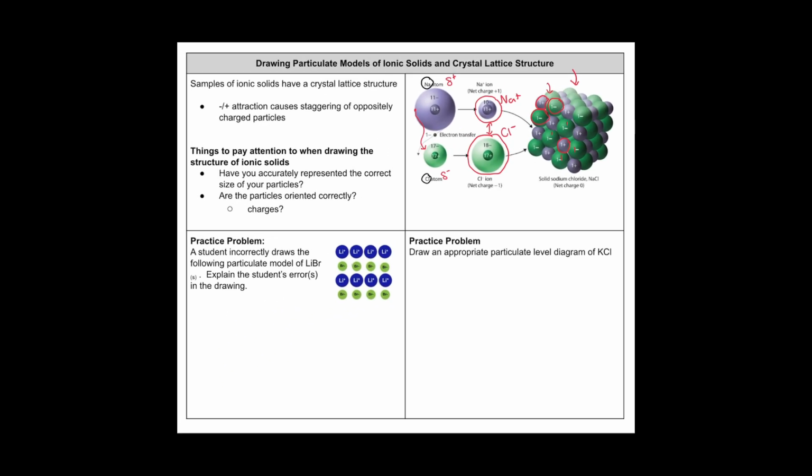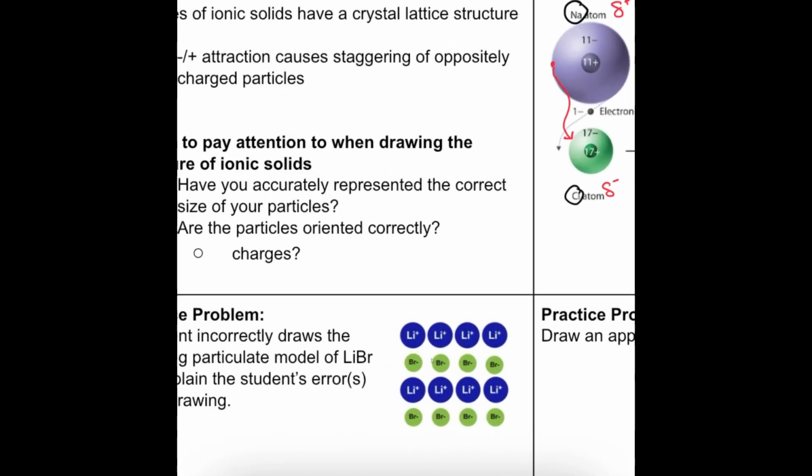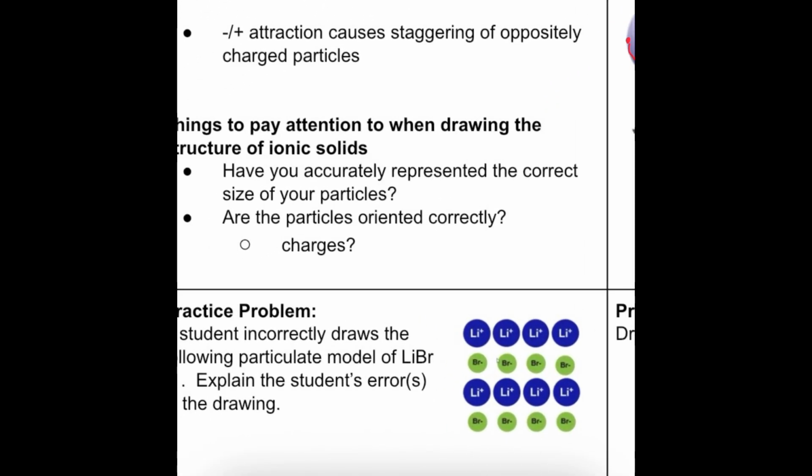In terms of how you should draw them, there's a couple of things you should pay attention to. The first is size. Size is super important, especially on the AP test, because they are going to be looking for you to understand how big those ions are. So ionic radius is what you're paying attention to. In addition to ionic radius, the size of your particle, you want to make sure your particles are oriented around each other correctly. Basically, are the charges correct?